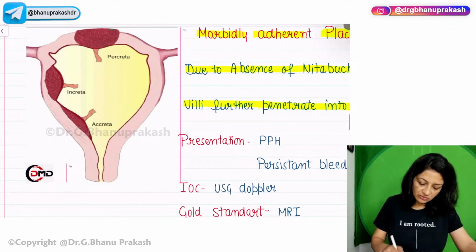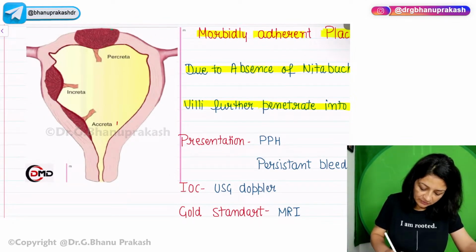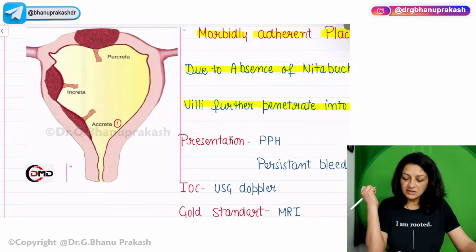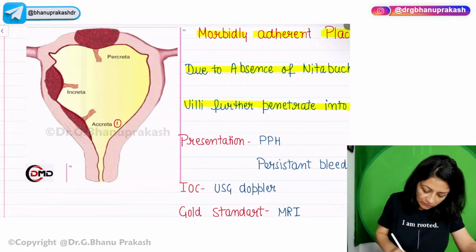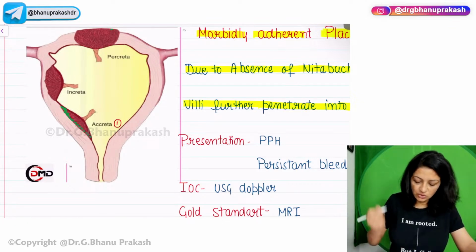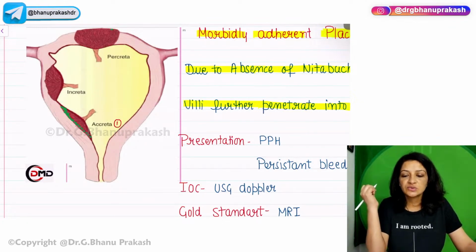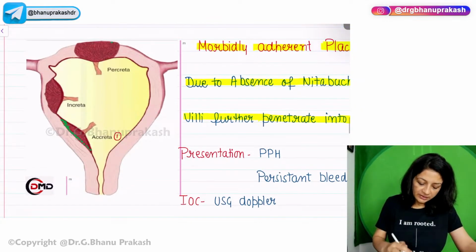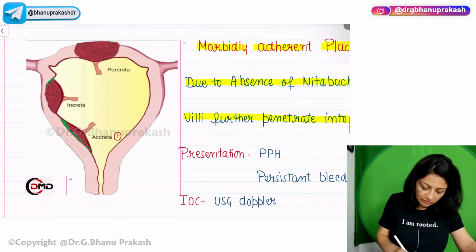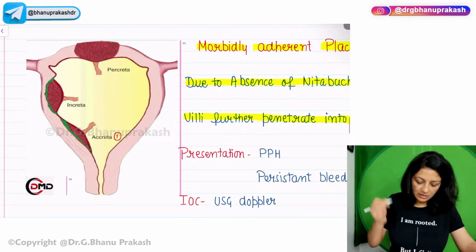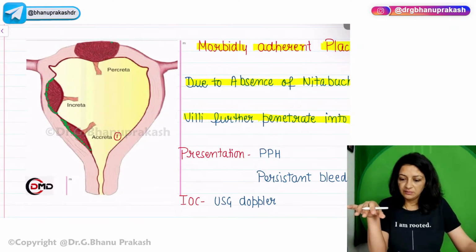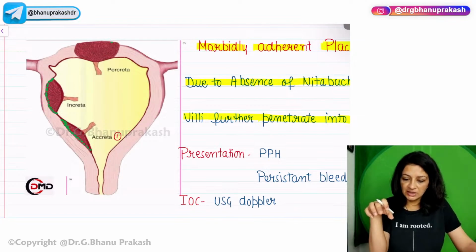So types, first one is acreta. Acreta means placenta is attached superficially to the myometrium. That is called as acreta. Superficially attached to the myometrium. Increta means villi are present. Placenta implant हो जाएगा into the myometrium. Myometrium के अंदर तक चला जाएगा.